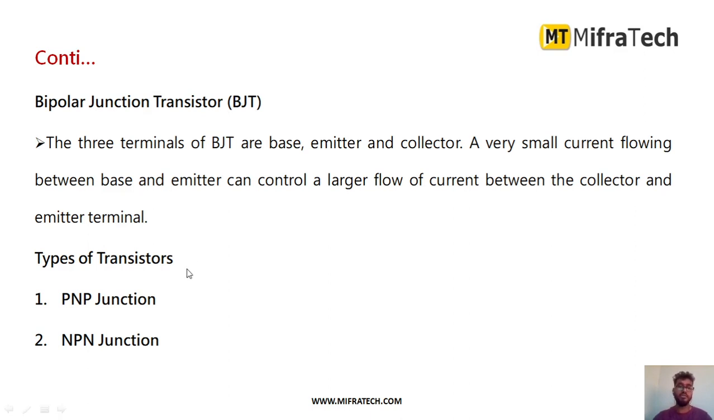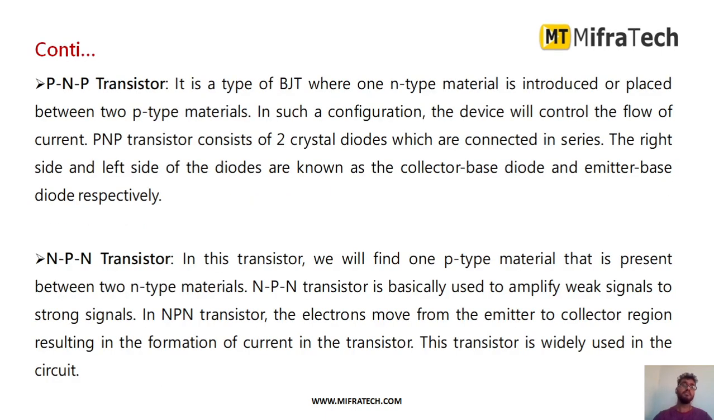There are two types of BJTs: one is PNP and the other is NPN. The PNP transistor is a type of BJT where N-type material is placed between two P-type materials. This is how a PNP transistor is constructed. In such a configuration, the device will control the flow of current.